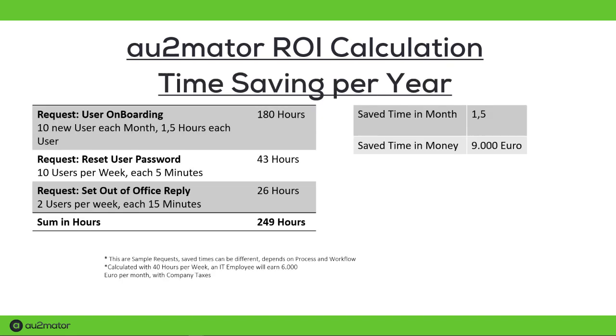On the other hand, we calculated the time savings per year. At this customer, we saved around 250 hours in the first year because the IT department no longer took care of all these steps. They haven't been in charge of user onboarding, reset password, or out of office reply. The user triggered the form and the automation did it automatically in the background. So we saved 250 hours. This has been around 1.5 months. And now the saved time, related to the salary and to company taxes, is around 9,000 euro.